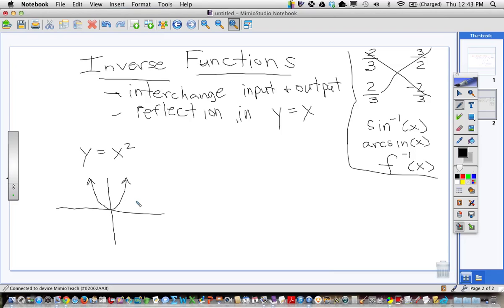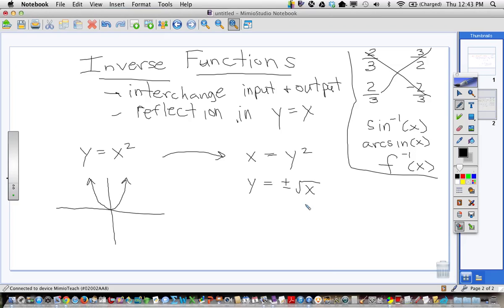Now, let's do the inverse of that. So let's interchange the x and the y, the input and the output, and we get that. And then what was your next step? Interchange the x and the y and then solve for y. So let's go ahead and solve for y. Well, we would do the square root of both sides, and whenever you do the square root of both sides, you have to remember to do plus or minus square root of x.